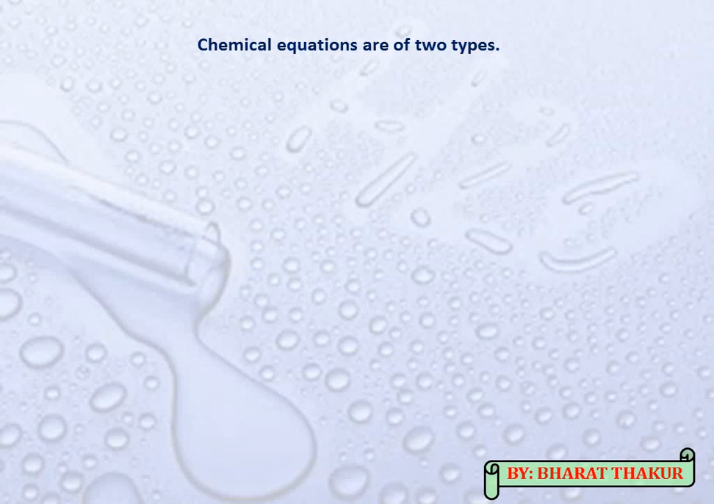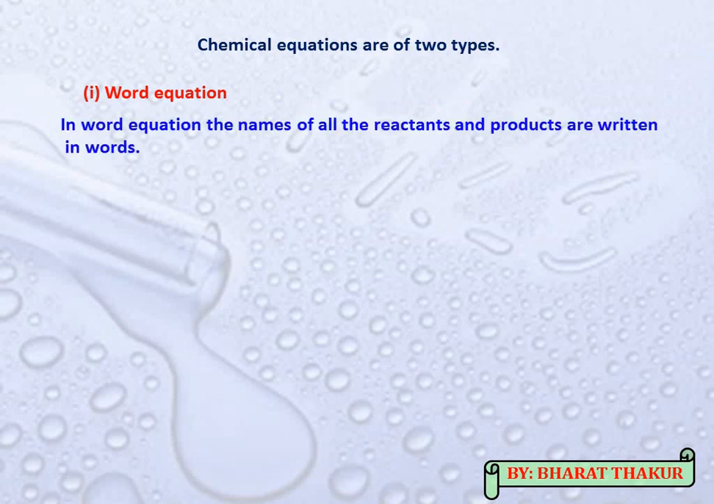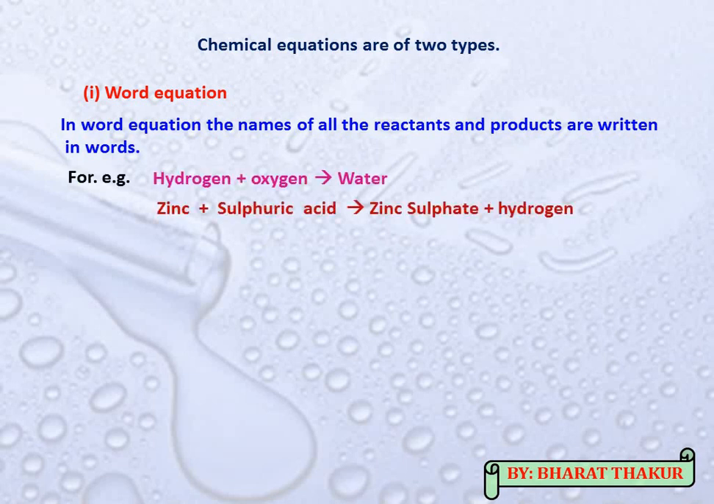Now, chemical equations can be represented in two types. First, word equation, and second, symbolic equation. So let's study the word equation first. In a word equation, only the names of all the reactants and products are written in words. For example, here in this equation, hydrogen plus oxygen, the names of the substances are written, and the product is water. And in the second equation also, the reactants are zinc and sulfuric acid and the products are zinc sulfate and hydrogen. Only their names are given, so the equation is called a word equation.